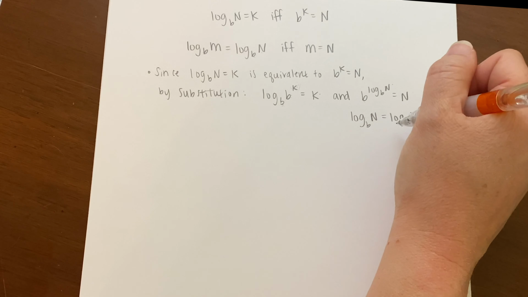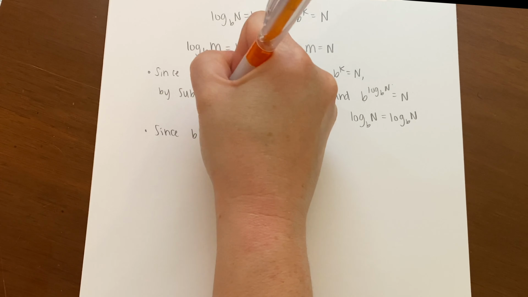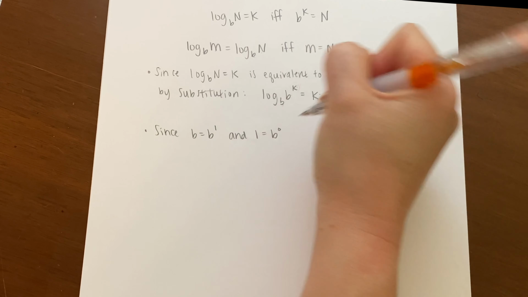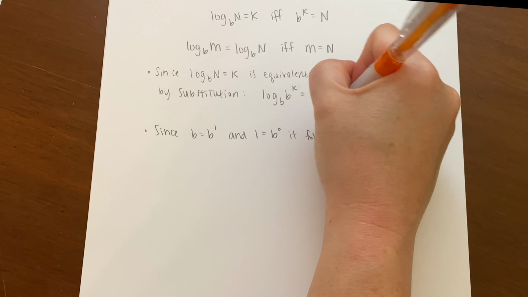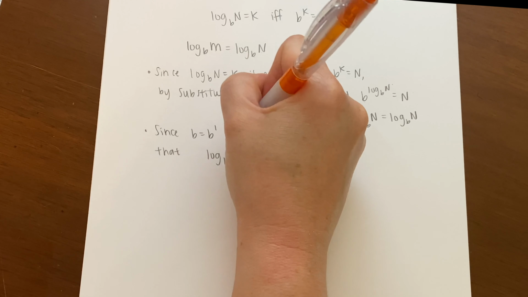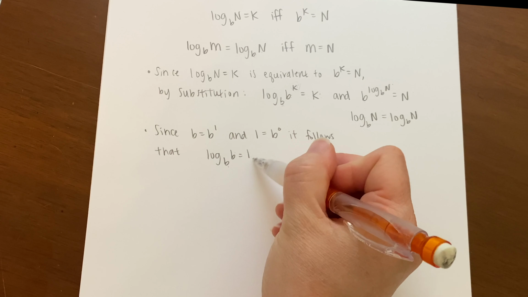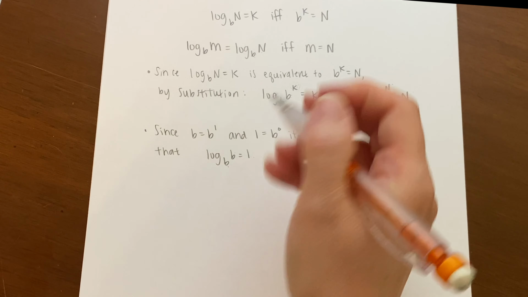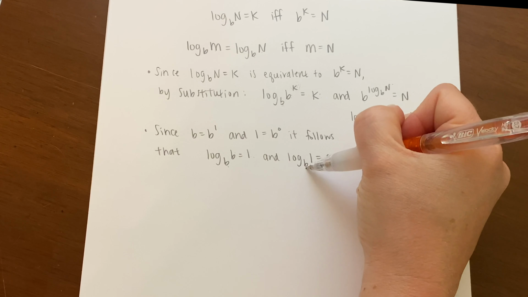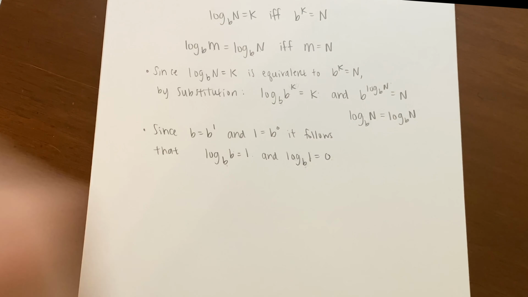All right, one more little trick that's going to be handy at some point. Since b is the same thing as b to the first, and 1 is the same thing as b to the 0, it follows that log base b of b equals 1. So b to the first equals b. If you rewrite it exponentially, b to the first equals b. And log base b of 1 equals 0. b to the 0 equals 1. So log base b of 1 is 0.